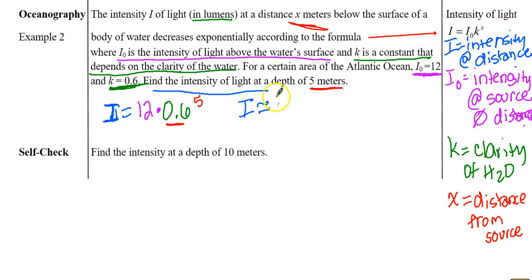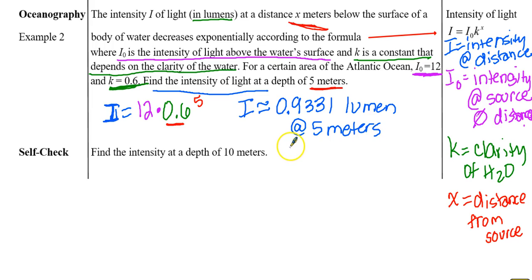To 4 decimal places. That looks to me like less than 1 lumen intense at 5 meters. I could say, why don't I just say it's a little bit less than 1 lumen? I could say that. That would be an acceptable answer.